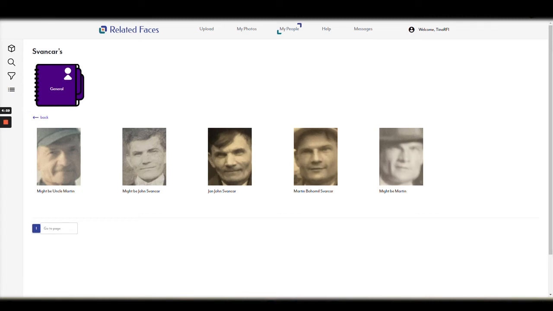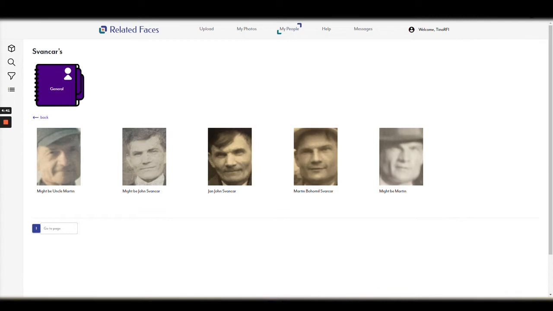Hello, this is Tina LaFreniere, founder of Relatd Faces, and this Relatd Faces tip is on comparing people who look alike, such as sisters or fathers and sons, and using the Relatd Faces Resemblance number to help you figure out who is who in your own unidentified photos.